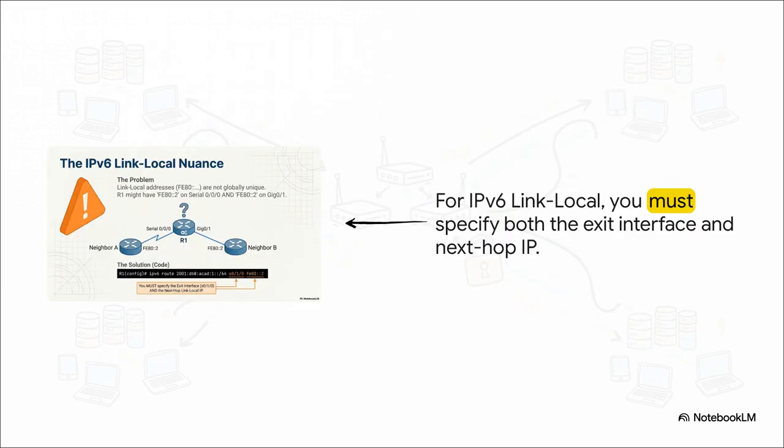This is perfect for things like high-security links to a critical server, or for important management traffic. Now here is a common trap that people fall into in the IPv6 world. IPv6 link local addresses, the ones that start with FE80, are only unique on a single link. So, your router might have two different neighbors on two totally different interfaces, but they could both have the exact same link local address. To avoid any confusion, you must use a fully specified route, telling the router both the exit interface and the next hop link local IP.